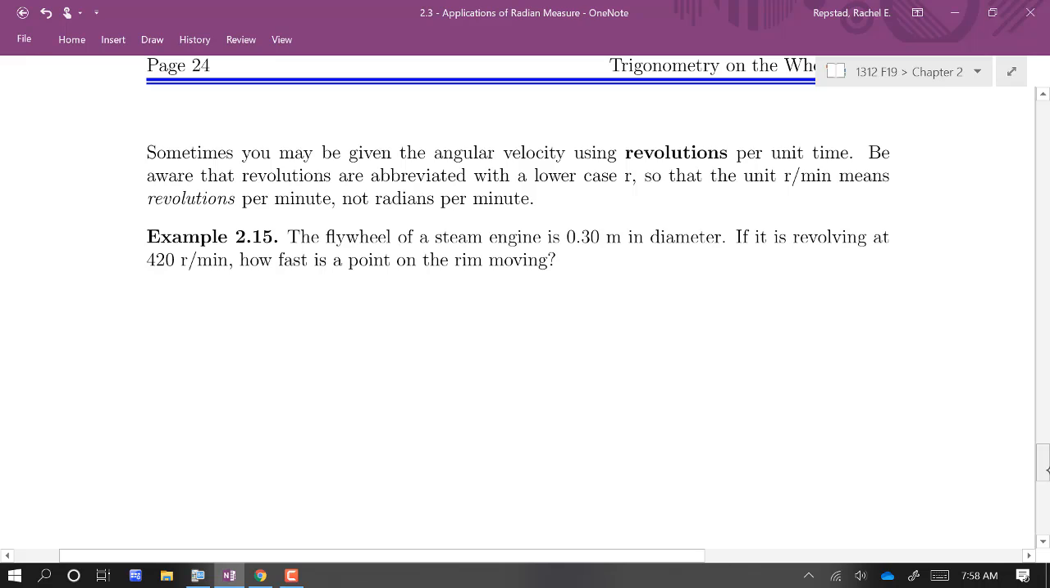All right, one more. A quick heads up. If they give you an angular velocity in radians per time, they'll actually write RAD over seconds or over minutes. Sometimes they're giving you an angular velocity in revolutions per unit time, and they abbreviate that with just a lowercase r. So it's important to note that when you're given an angular velocity as r per minute or r per hour or whatever, it's revolutions, not radians.